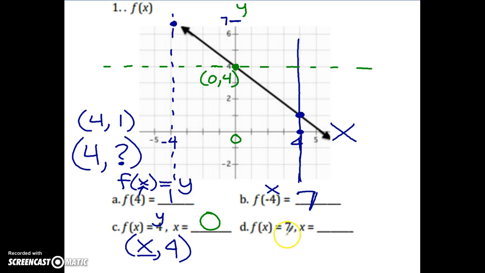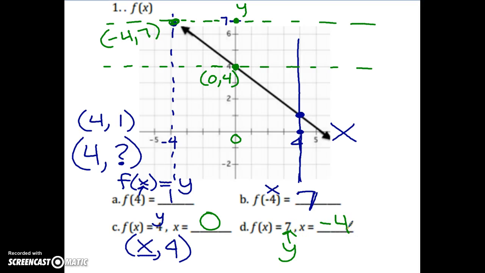So on this one, my output is 7, the y value, and we want to know what was the input. So if we go to 7, and we go along here, we see that it's that same point that we were at before. So I have to go 4 spaces to the left. So that means that the line is going to cross through the point negative 4 comma 7. Or when my output is 7, my input had to be negative 4.